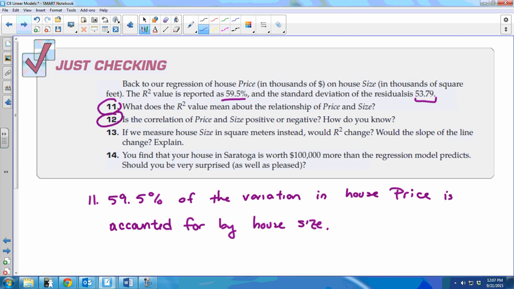Is the correlation of price and size positive or negative, and how do you know? So first of all, how would you find the correlation? Square root of R squared back in decimal form. So square root of 0.595. All right. So how do we know if it's positive or negative? What would I need to look at? Yeah, I need to look at the scatter plot or the model so I can see either the direction of the scatter plot or the sign of the slope in the model.